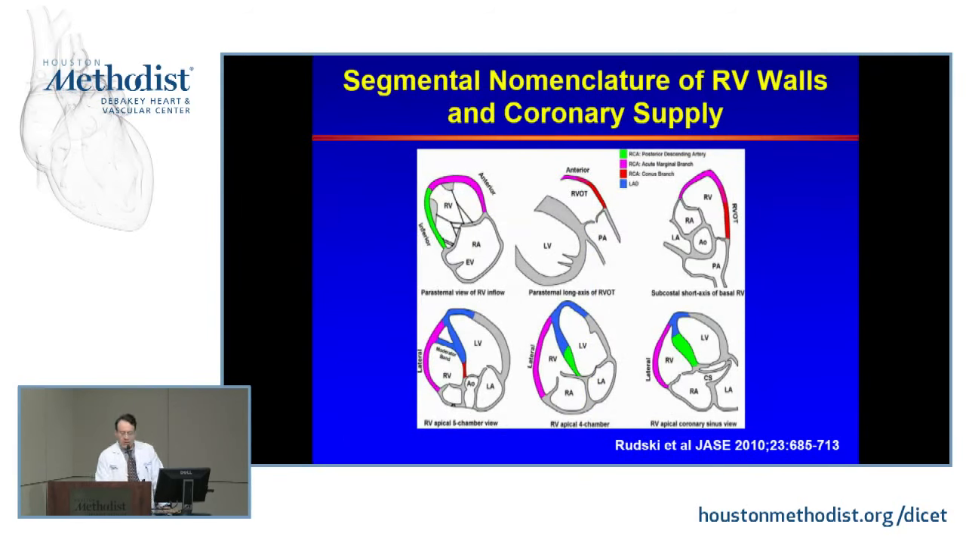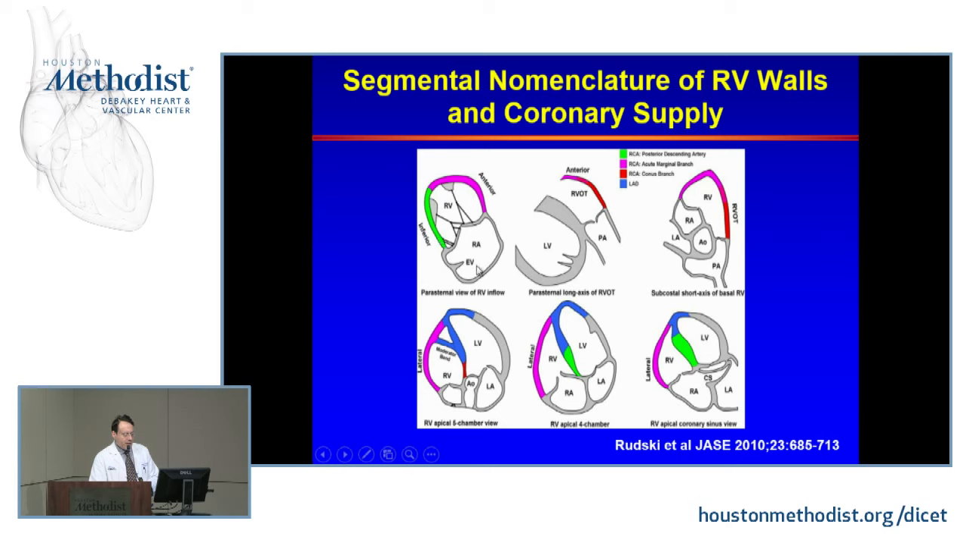This is the blood supply of the RV and its different walls. The anterior wall of the RV is supplied by the marginal branch of the right coronary artery. You have the inferior wall supplied by the posterior descending coronary artery.